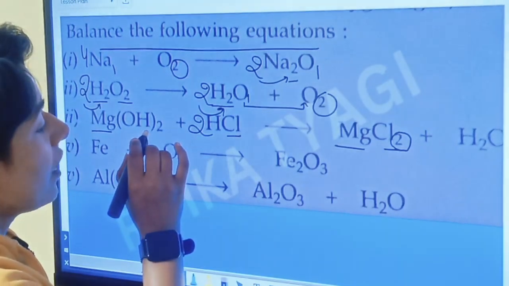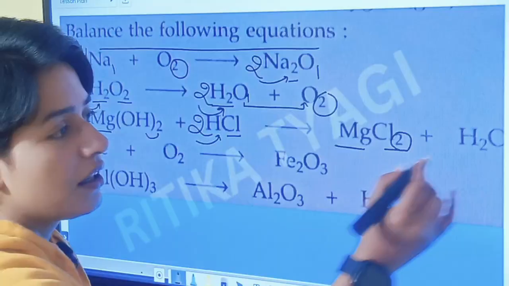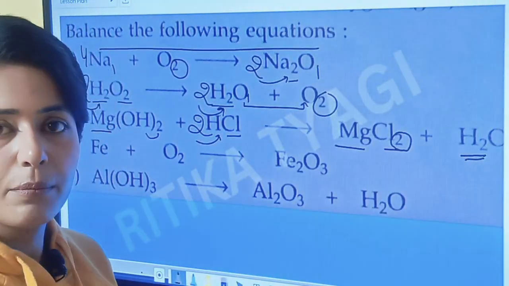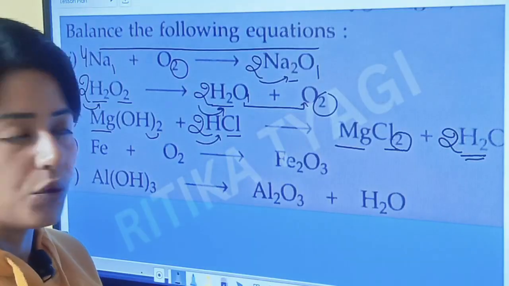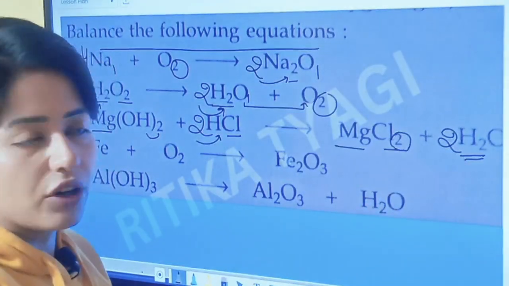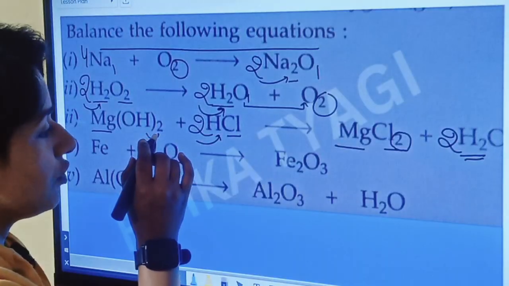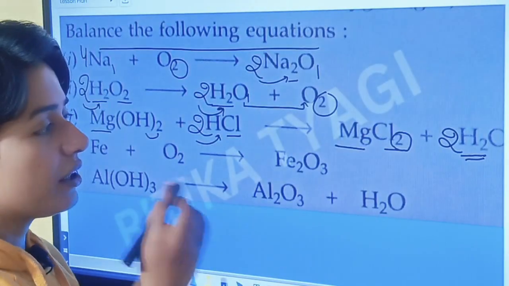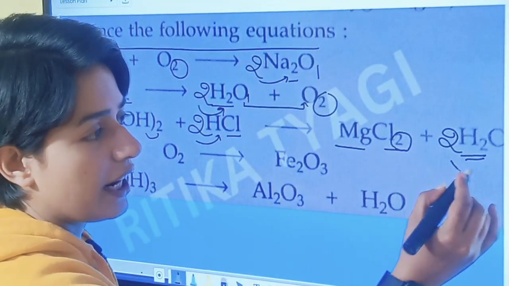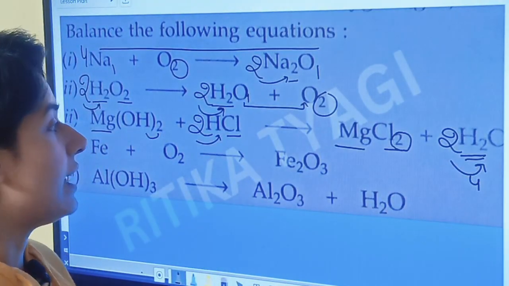Now hydrogen 2 and 2, overall 4 on the reactant side. Hydrogen is only 2 atoms on the product side. So we have to balance it by multiplying it by 2. That is 2 2s are 4. 4 hydrogen atoms on the product side, and now on the reactant side 2 hydrogen atoms and 2 hydrogen atoms, overall total 4 hydrogen atoms on the reactant side and overall 4 hydrogen atoms on the product side. So hydrogen atoms are also balanced.